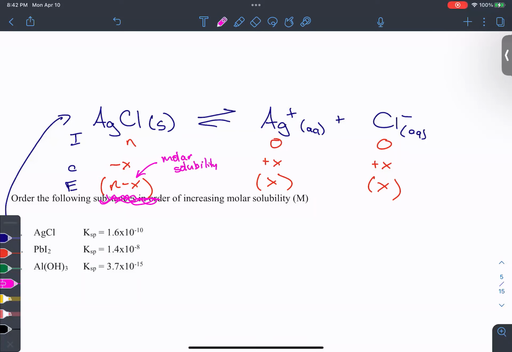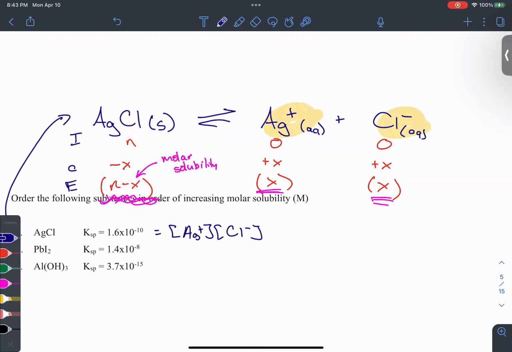So the question is, if N minus X isn't in the K expression, how can we calculate it? Well, X shows up on the other side, which does go into our KSP expression. Just like any other K expression, we can come up with the expression to represent the solubility product of silver chloride. It's just going to be the concentration of silver plus at equilibrium times the concentration of chloride minus at equilibrium. See how I'm only including the things with concentrations? I don't include the solid.